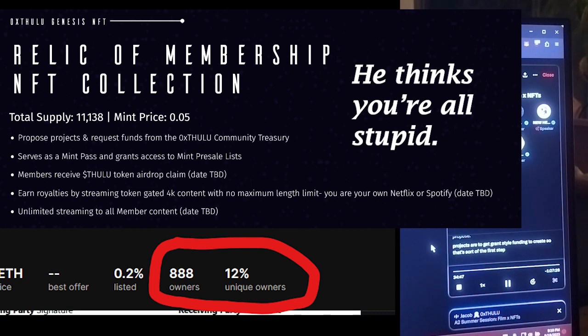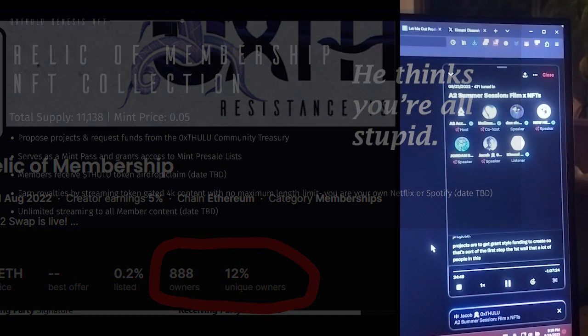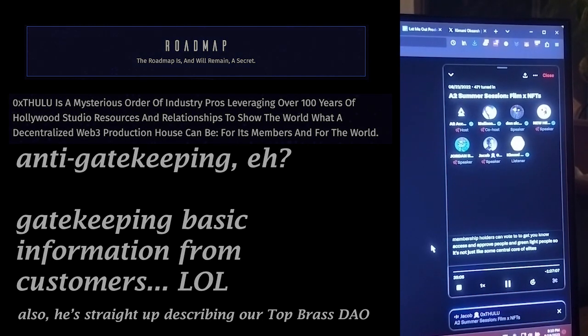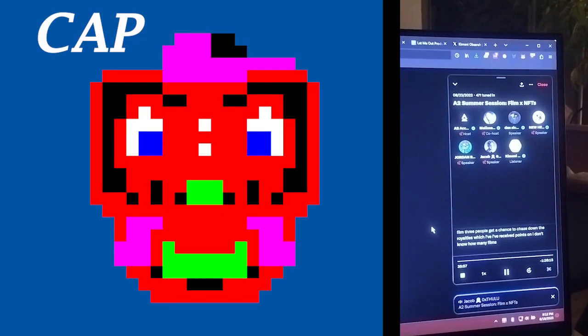So that's sort of the first step, the first wall that a lot of people in the space and filmmakers hit, where it's very difficult. And that's going to be a decentralized voting process where the membership holders can vote to get access and approve people and greenlight people. So it's not just some central core of elites doing that. I've received points on I don't know how many films and never seen a dime from it. And this is at least trustless.